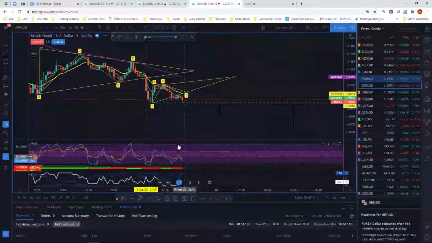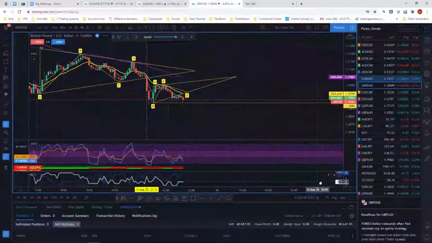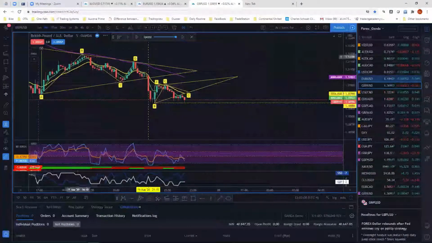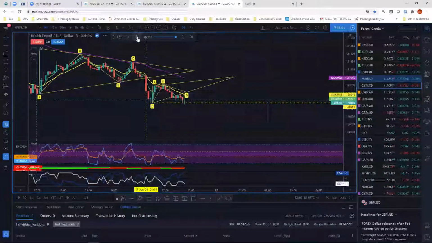Everything's moving down. You have two red on the hulls. The dollar is showing strength to the British pound. Dollar is the second currency of the pair. That means it's getting stronger as it's going short. Let's take the next candle. Now we have a little doji there. Right now, the buyers and the sellers are in equilibrium.